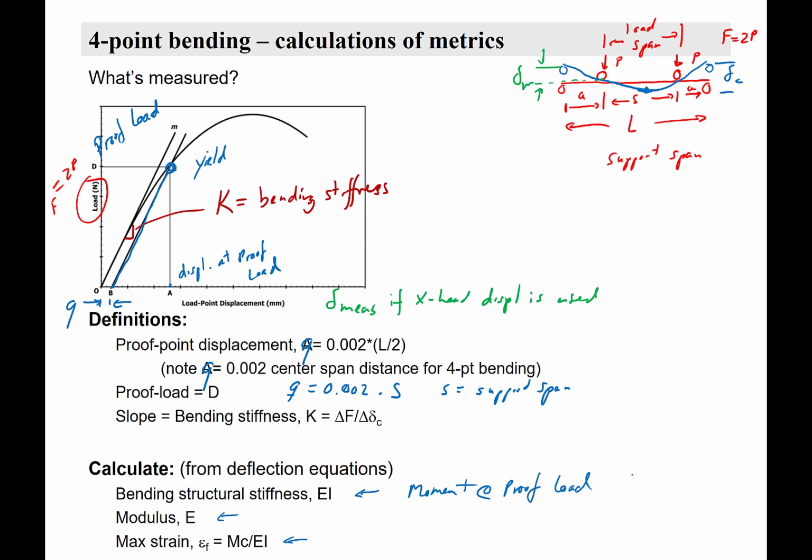So for 4-point bending, that moment equals, that's your max moment, equals FA over 2. And so it depends what the A is. So that bending structural stiffness is going to be dependent on how you set up the test. It's not an intrinsic property, even though E and I are both intrinsic properties of the material. This can change. So that is if you're doing it using the crosshead displacement. When you do it with a deflectometer, you should get an intrinsic property of the material.